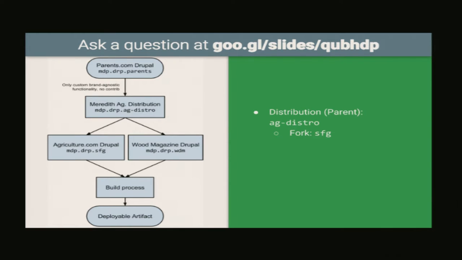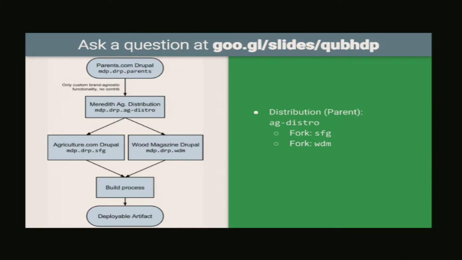So you have the distribution itself. Then you have two forks, one for agriculture.com and one for Wood Magazine. Each one of these forks starts off as a perfect copy of the distribution. But from here, we can make changes. We can add custom code. We can add functionality that is specific to the brand. So for Successful Farming, it was adding bar charts integration. For Wood Magazine, it was integrating with the Wood Store and the e-commerce platform.